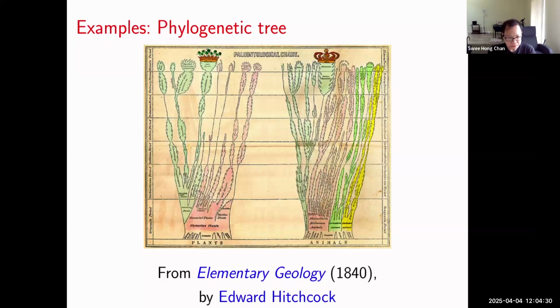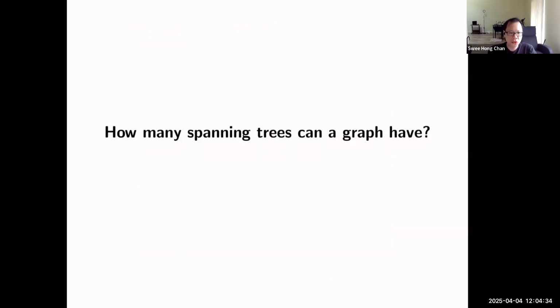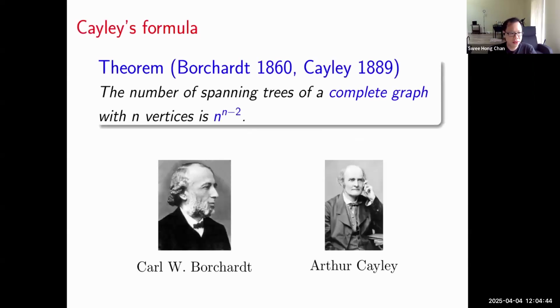But anyway, enough about real life. Let us go back to math. One of the earliest questions that people ask about spanning trees is: how many spanning trees can a graph have? A very natural question. The first answer to this question is Cayley's formula, which says that the number of spanning trees of a complete graph on n vertices is n to the power of n minus 2.